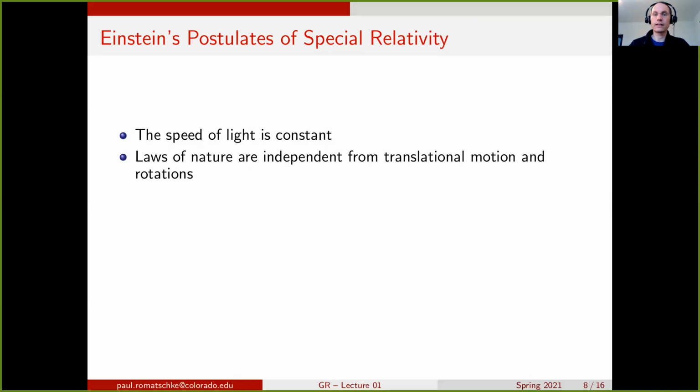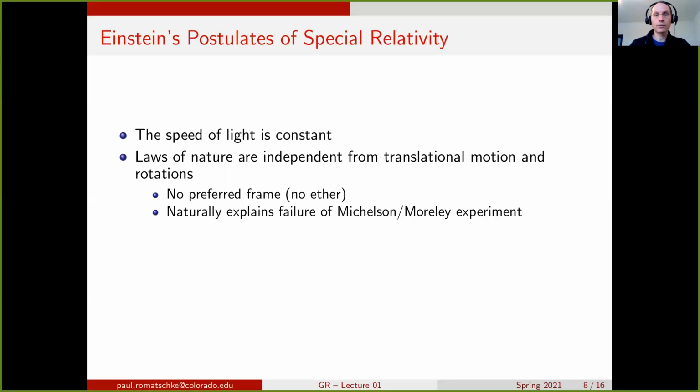So basically, this is saying that the laws of physics shouldn't change whether you're at standstill or whether you're moving on a train. The laws of physics should be independent of this. An important consequence of these two postulates was that there could not be any preferred frame. So basically, Einstein's postulates directly led to a conclusion that there is no ether. In this sense, it naturally explains the failure of the Michelson-Morley experiment, who were trying to find Earth's velocity with respect to this ether.